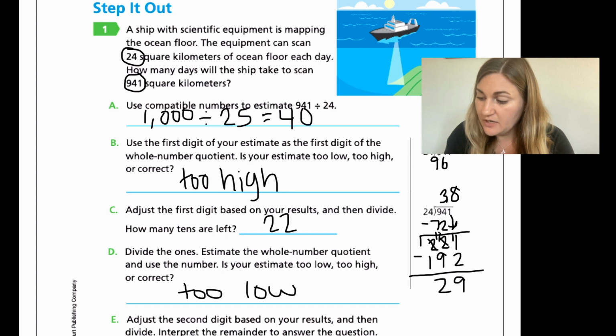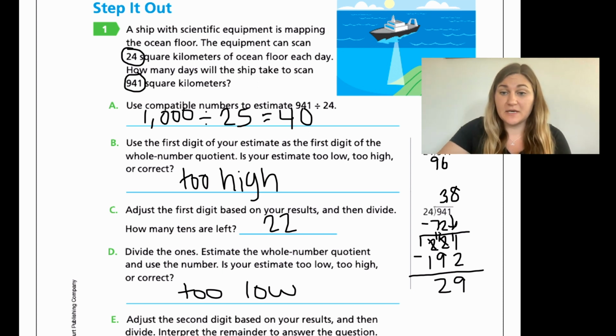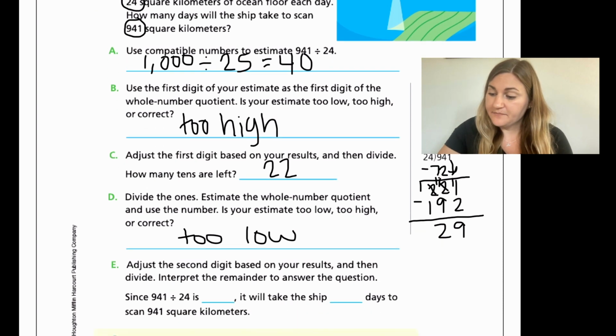So it was too low. And you know, sometimes that happens with estimating. But the good news is whenever you estimate, you're usually only just one off and you can just try it one more time and then you'll have the right answer then. So for E, adjust the second digit based on your results and then divide. Interpret the remainder to answer the question.